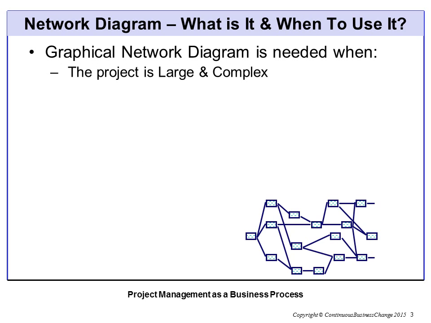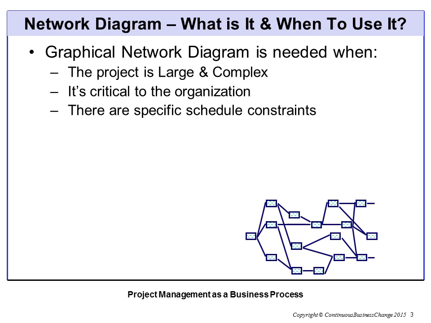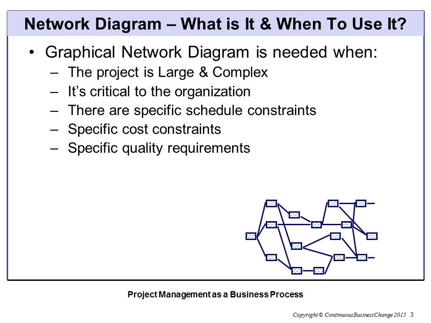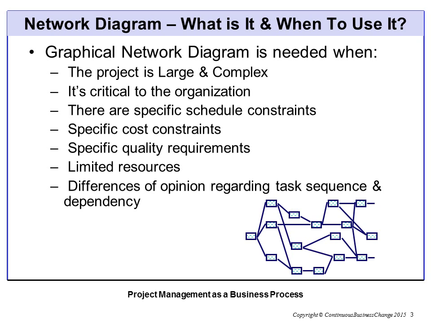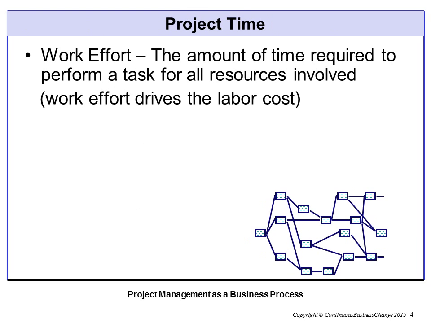The graphical network diagram is needed when the project is large and complex, or it's critical to the organization. There are specific schedule constraints, specific cost constraints, specific quality requirements, limited resources, and differences of opinion regarding task sequence and dependency.